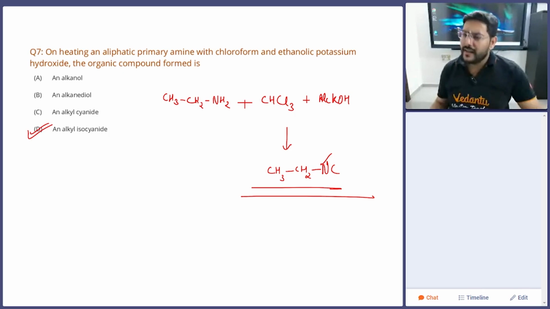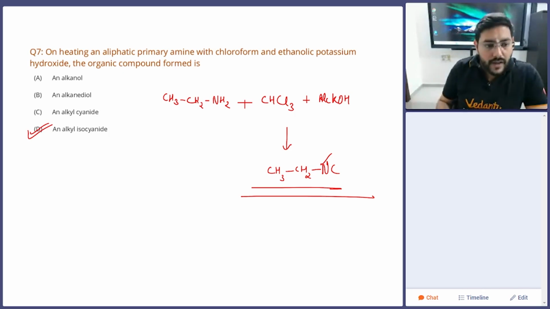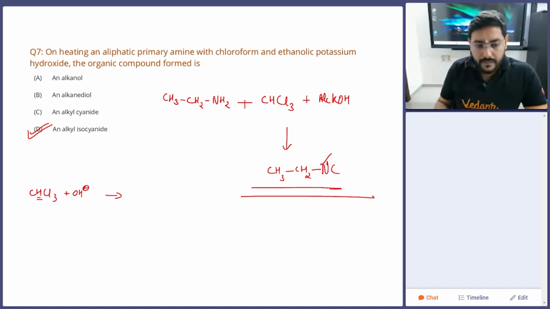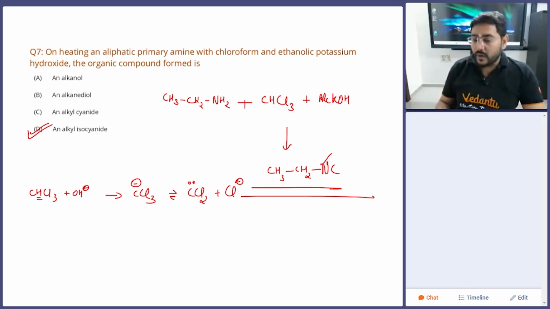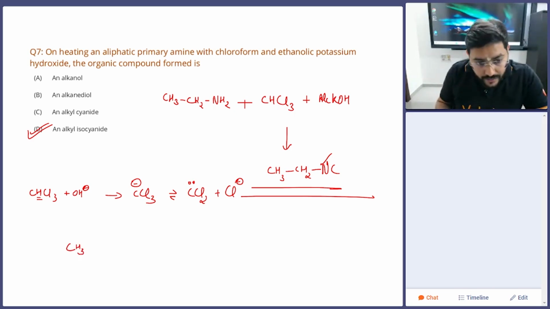How do we get it? Let's talk about it. In CHCl3, this hydrogen is quite acidic in nature, so it is abstracted by the base and we get CCl3 negative. Then we get CCl2, dichlorocarbene, and Cl negative. Now this dichlorocarbene is attacked by the amine, CH3CH2NH2 with CCl2.